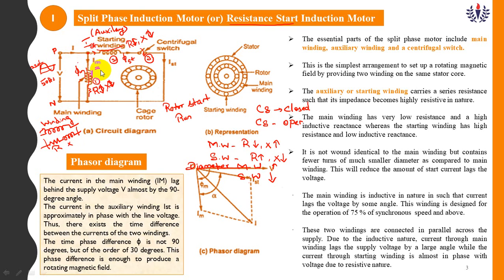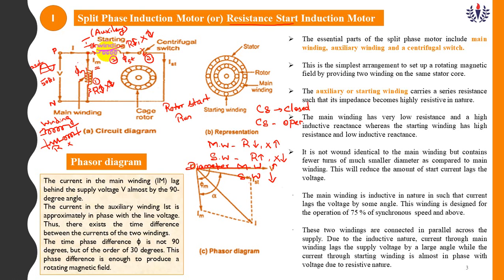The resistance in the main winding is very low, but the reactance is high. In the starting winding, the resistance is high, but the reactance is low. As well as that, the diameter of the main winding is higher compared to the starting winding.